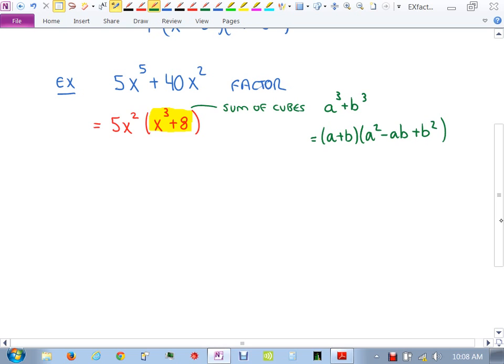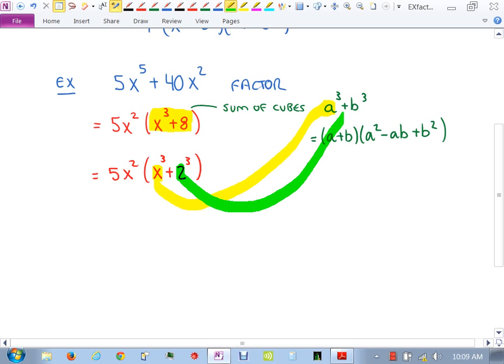In our problem, the a is actually what? For us, a is what? X. And what is b for us? Careful. B is not 8. B is 2. Right? Because what we have to recognize is that x cubed plus 8 is actually x cubed plus 2 cubed. So your x is your a, and your 2 is your b. And then you just replace everything into the formula.